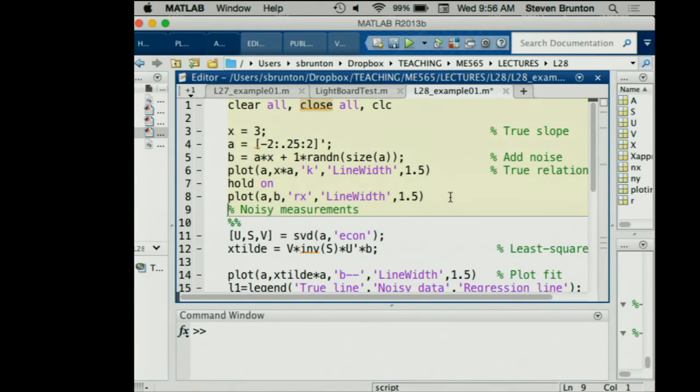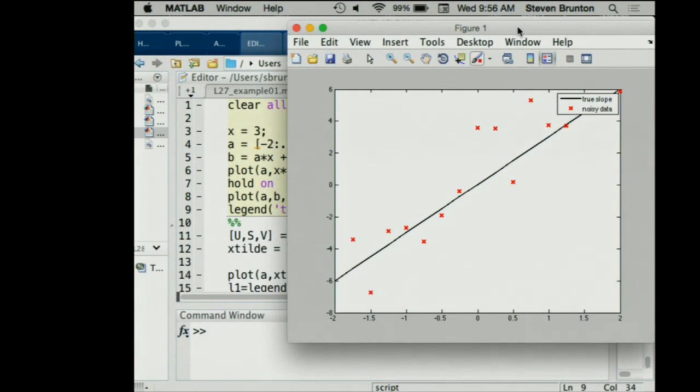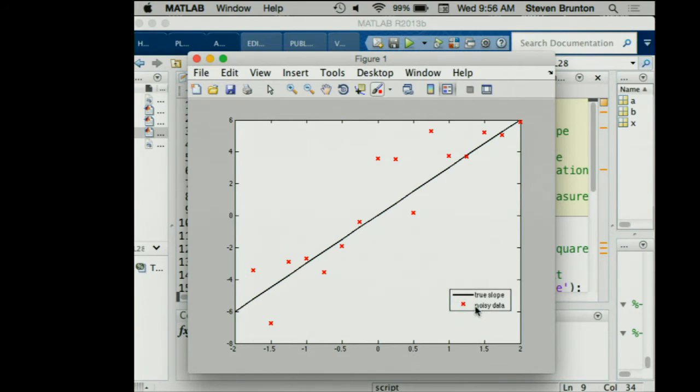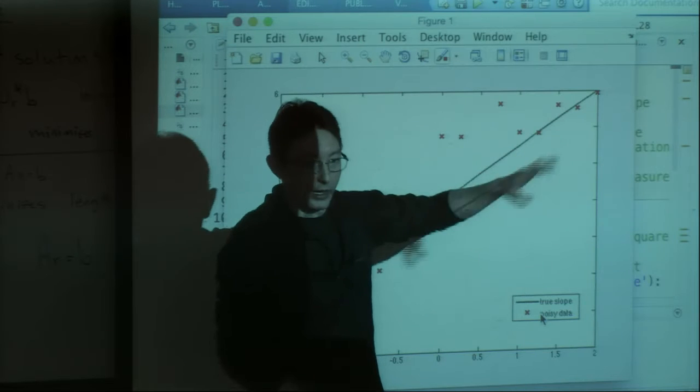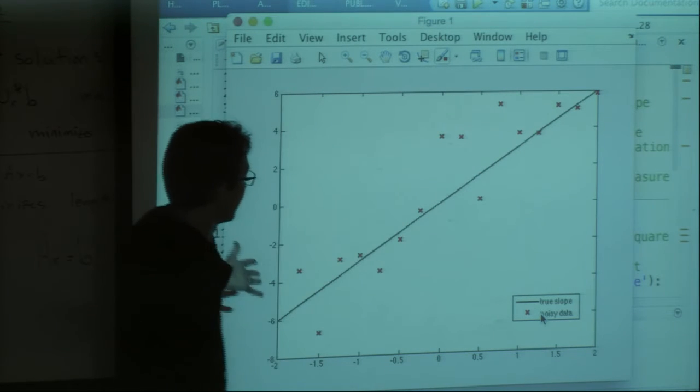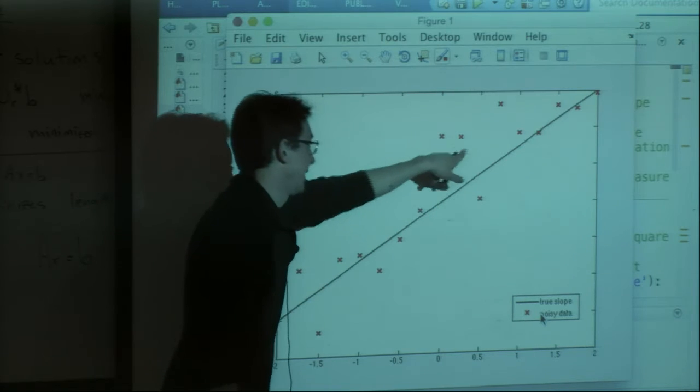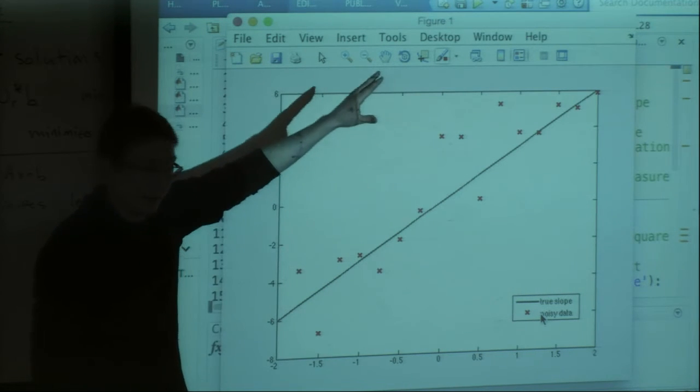Okay, so let's put in a legend here. Legend, what is this? True slope and noisy data. And this is what my data looks like. Okay, makes sense? So the X line is my truth data. This is the underlying fundamental truth of the data that I've cooked up. And then I have Gaussian noise on top of this.